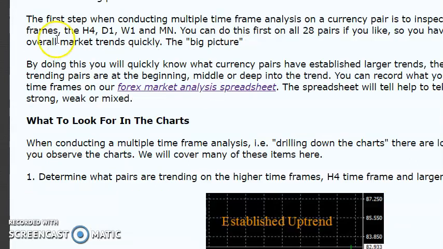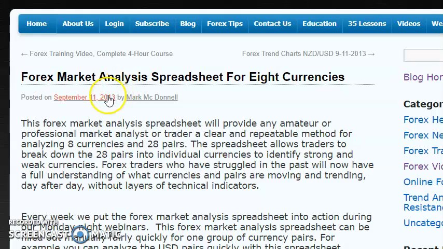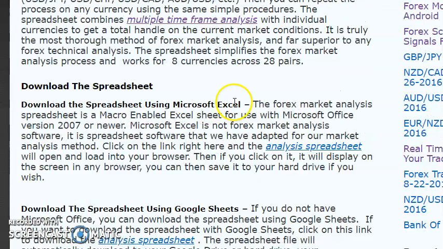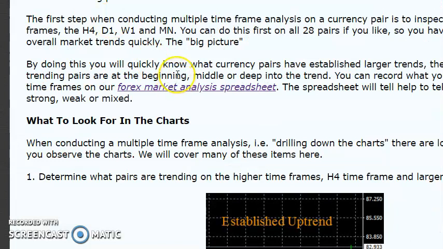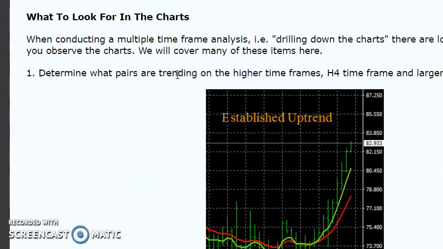You can take the readings from the higher time frames and the direction, and you can fill out one of our tools here. This is called the Forex Market Analysis Spreadsheet. Let me take you over to that link here. It's a Forex Market Analysis Spreadsheet for 8 currencies, and what you do is you just fill out the direction. Here's all the USD pairs. You fill out the direction, and it gives you a grid that tells you what currencies are strong and what currencies are weak. So you can take multiple time frame analysis for currencies to the next level.